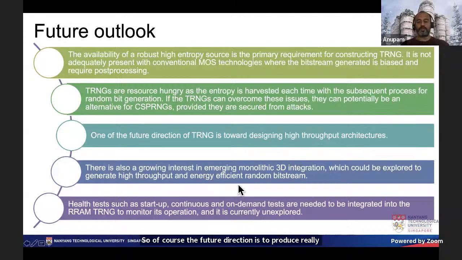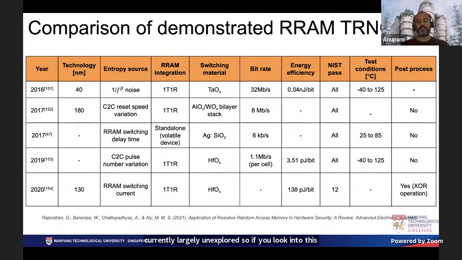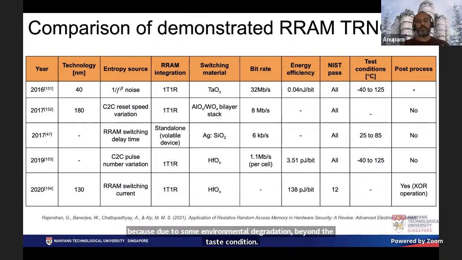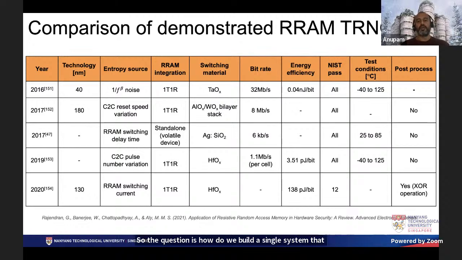And there is also a lot of interest in 3D integration, which can be used to discover new entropy sources and new TRNG structures. And the health tests, whether they should be done per interval, statically, dynamically or on demand, and how to integrate this in order to monitor its operation, is currently largely unexplored. If you look into these structures, they are just a single TRNG circuit and that's it. But in practical deployment, the TRNG circuits are built together with the dynamic health test, because due to some environmental degradation beyond the test condition, the quality of the entropy source can degrade and one needs to continuously monitor it. So the question is, how do we build a single system that has the entropy production, TRNG generation, and online or dynamic health test to monitor the quality of the randomness?